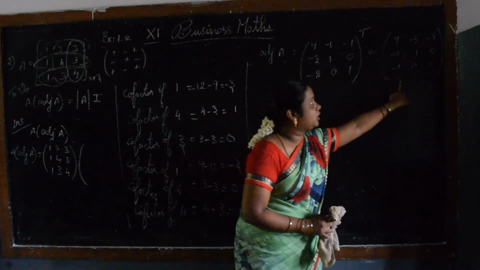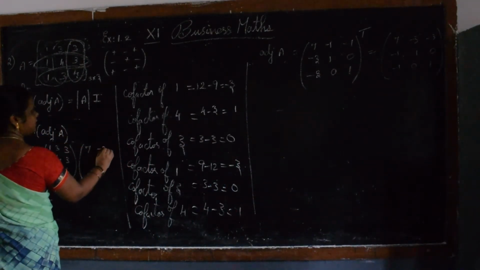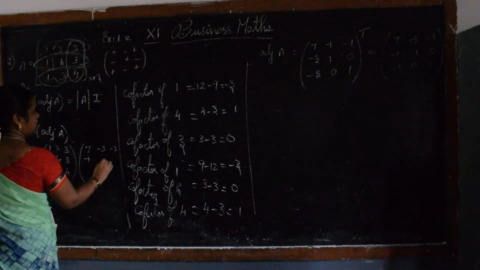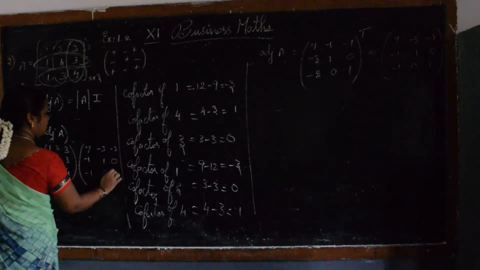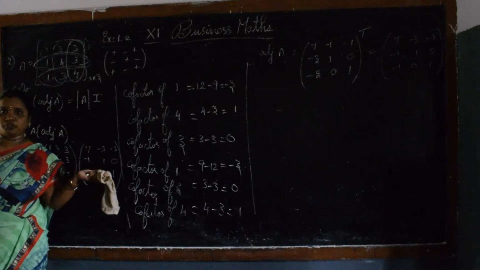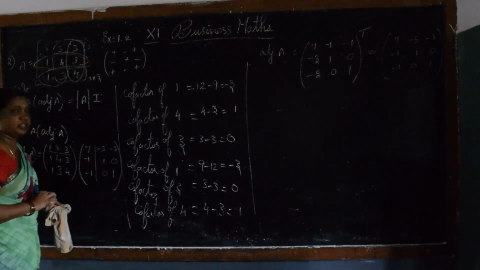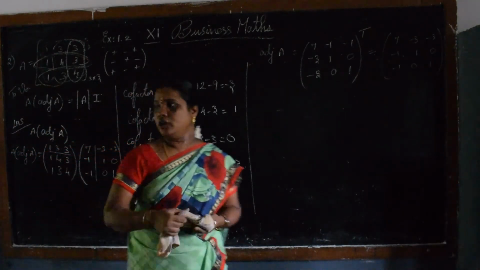With this I am going to multiply the adjoint of A, whatever is given. What is the element here? 7, minus 3, minus 3, minus 1, 1, 0, minus 1, 0, 1. Already in 10th standard you have studied the multiplication of two matrices. You have to take row and column. You know how to multiply, already you know. So listen.